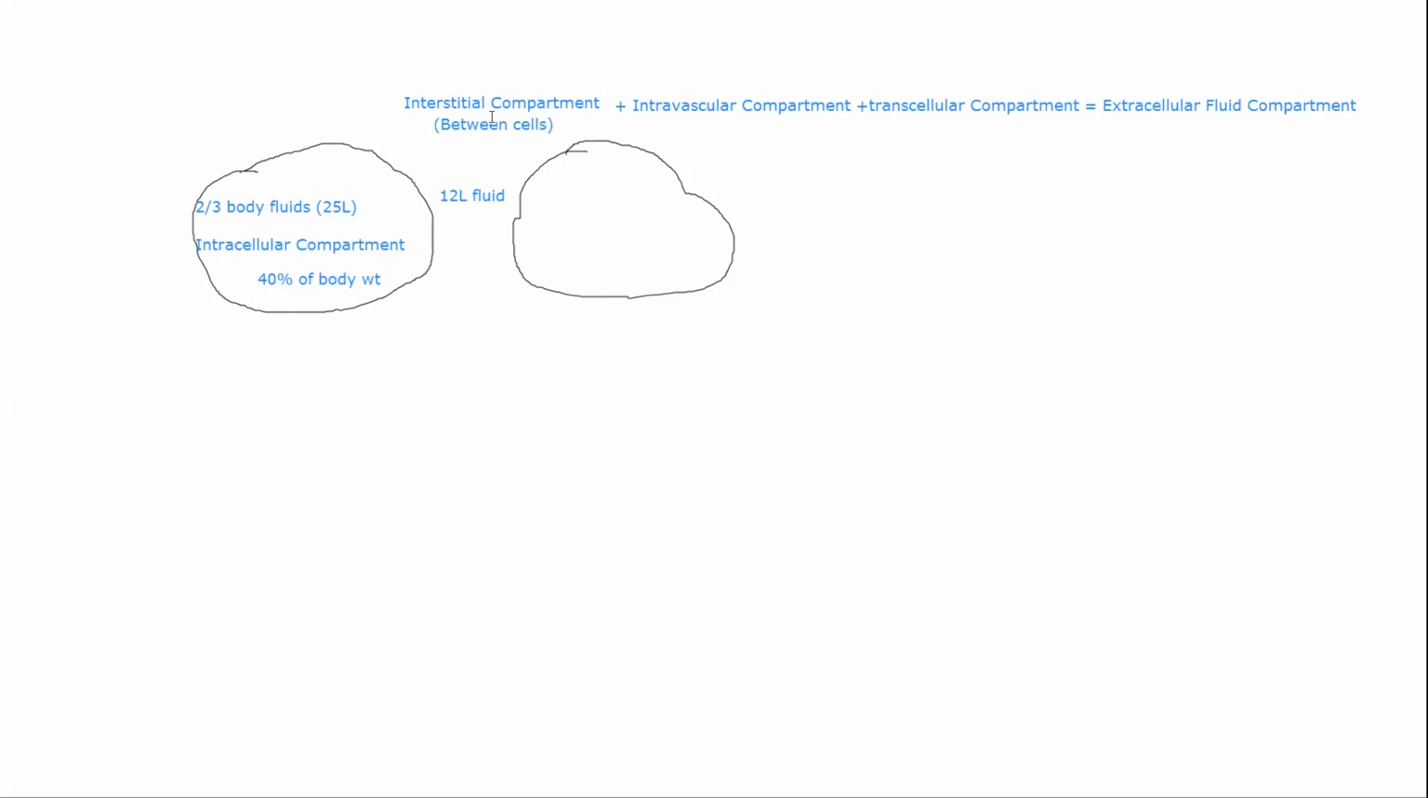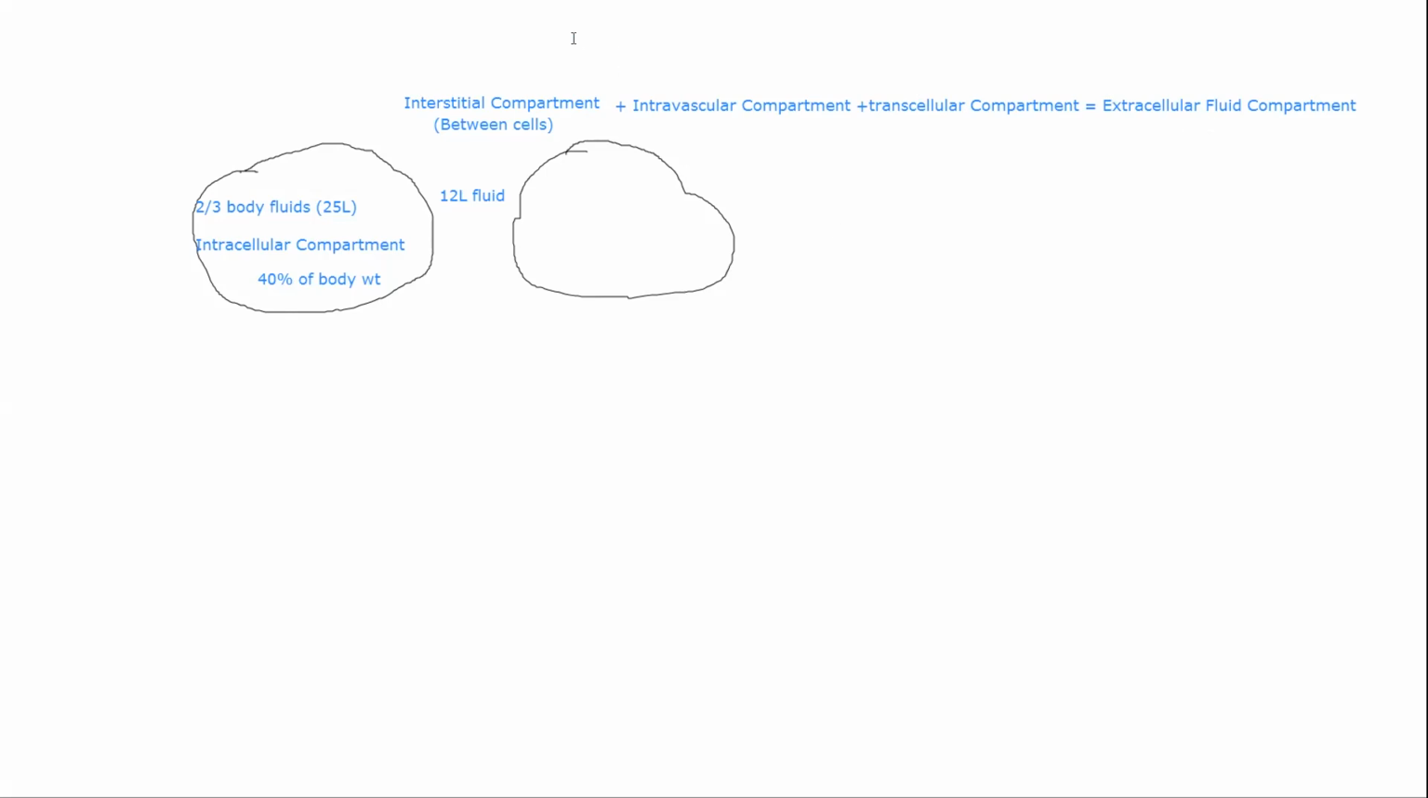So the interstitial compartment, which is in between the cells, we have about 20 liters. In the intravascular compartment, which is our blood vessels, we have about 3 liters. And we have a little bit of fluid in the transcellular compartment. And all of those compartments, all these 3 compartments, is our extracellular fluid compartment.